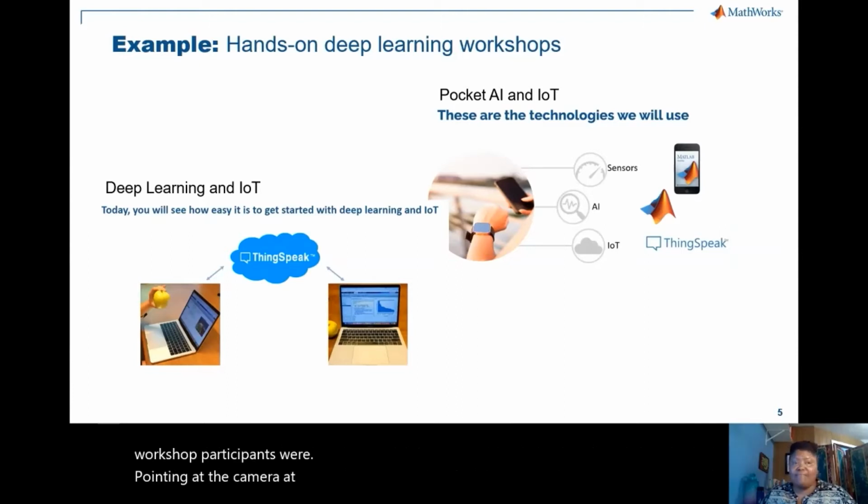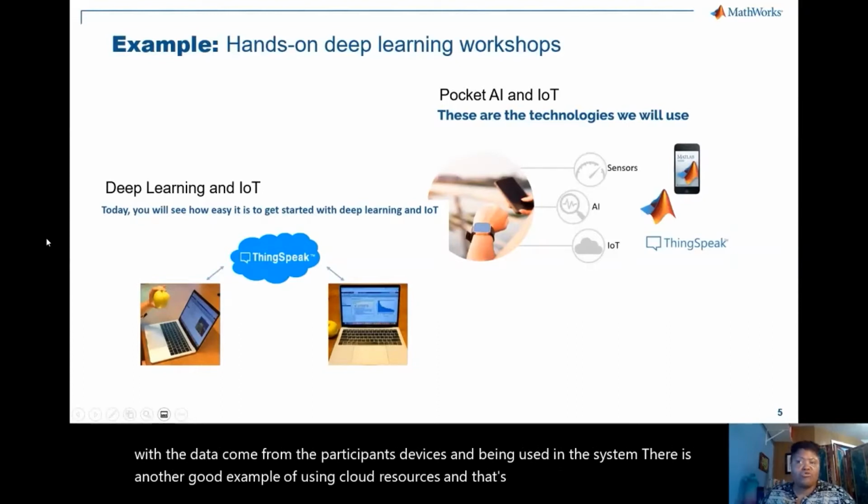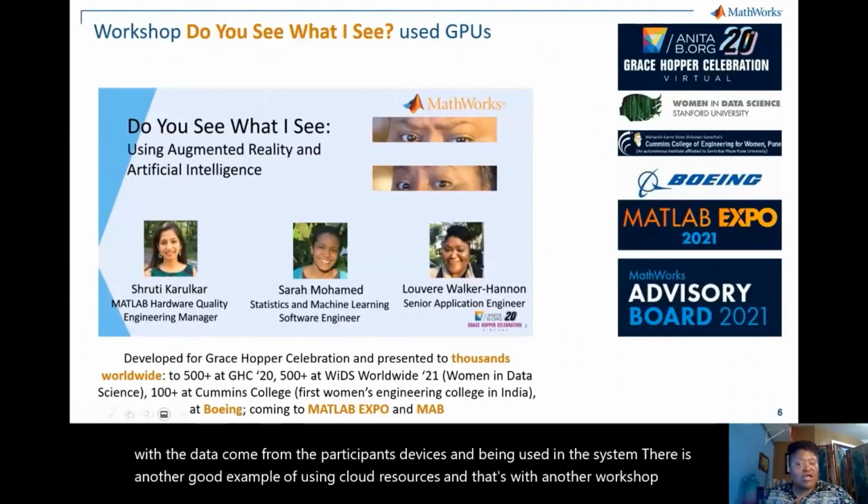Cloud was important in both of these cases, especially with the data coming from the participants' devices and being used in the system. There's another good example of using cloud resources, and that's with another workshop. That workshop is the Do You See What I See workshop.